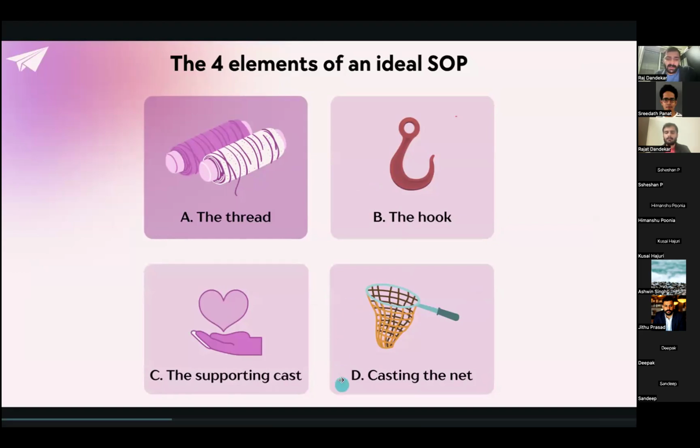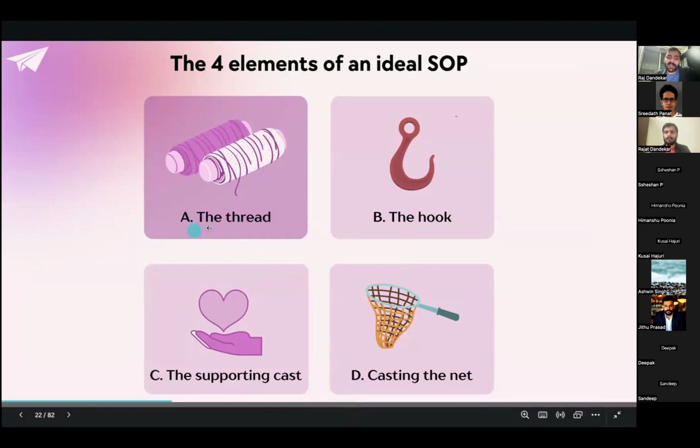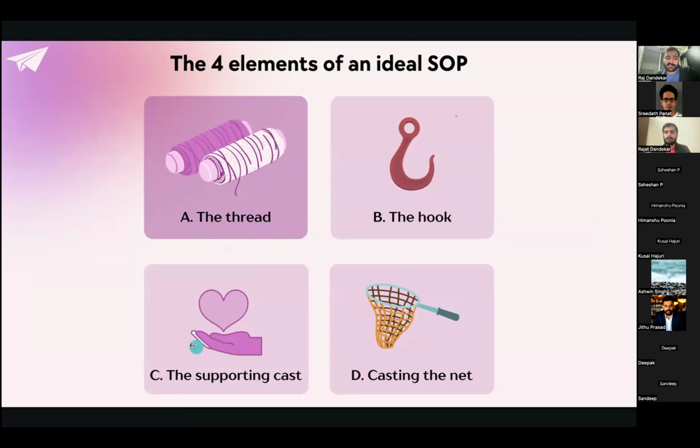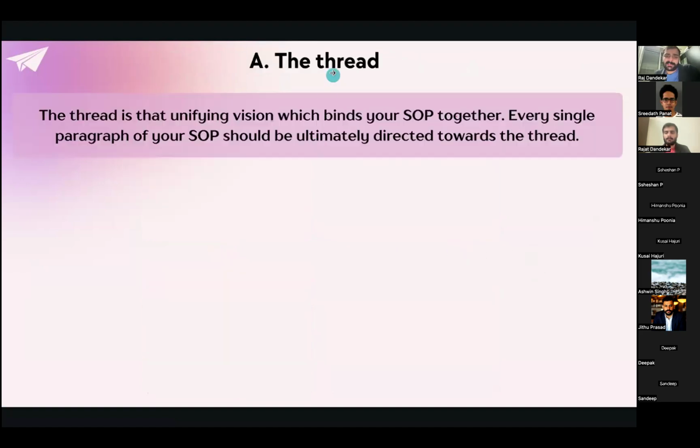And you might be thinking, what are these names? So the first is the thread, second is the hook, third is the supporting cast, and fourth is casting the net. Let me explain each of these step by step. So first is the thread.